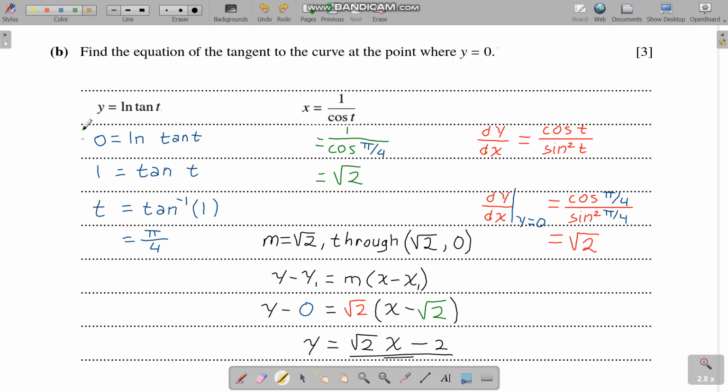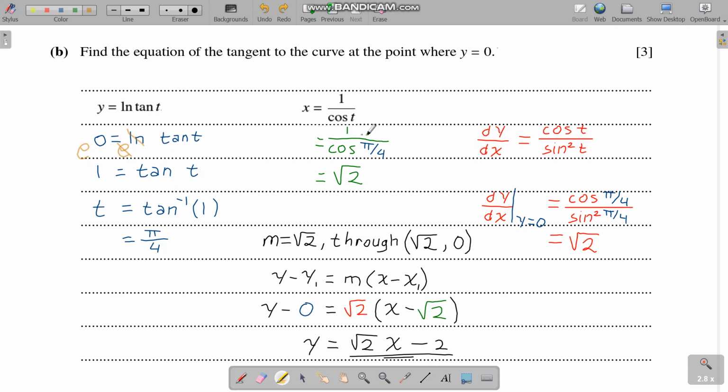So here we do e to the power of both sides. On the left, e to the power of 0 is 1. On the right, e to the power of ln cancel out. We have only the argument of the logarithm, so we have only tangent t. And then to find the t, we use inverse tangent. So the t is inverse tangent 1. We have to use radians, so pi over 4. So the t is pi over 4.